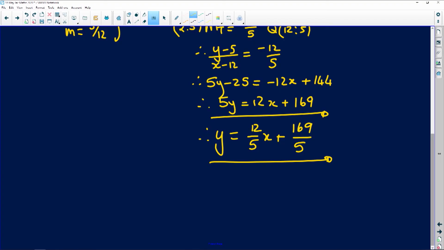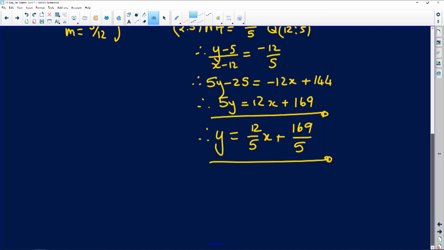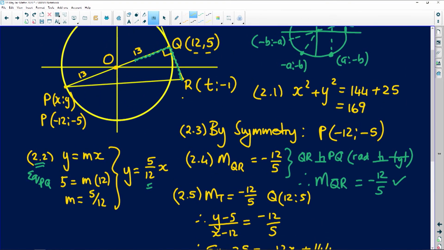And now finally, we get to the place where they ask us for the value of t. Now remember, t is this point here at R. It's the x value of R, and it lies on the tangent. They've given us the y value. The y value is minus 1.